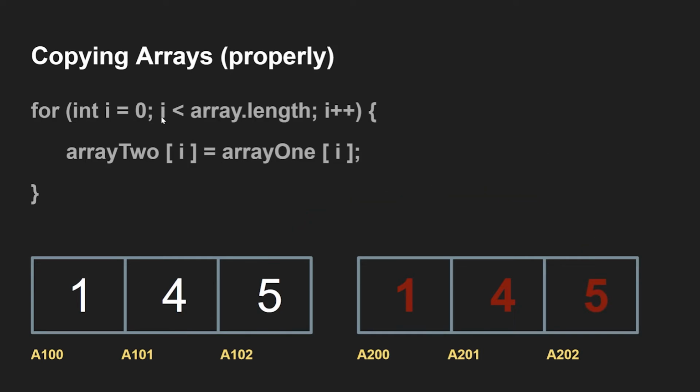One thing to remember though is make sure your i is less than the array length. If your i for some reason becomes equal to the array length, then you're going to get an array out of bounds exception. In this case, the array length is 3.